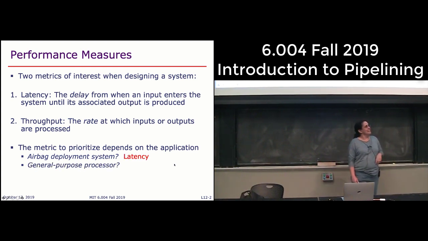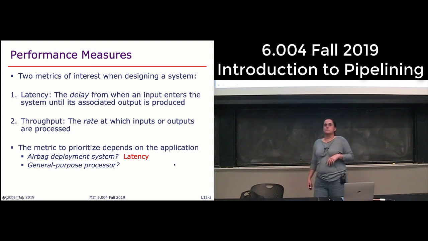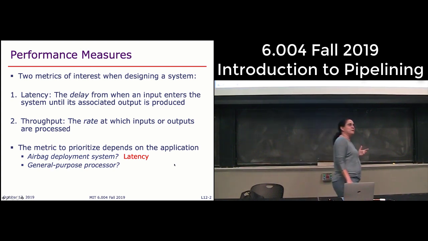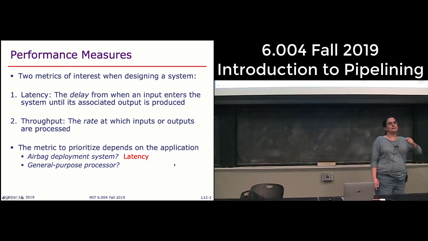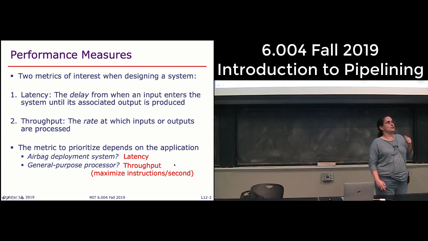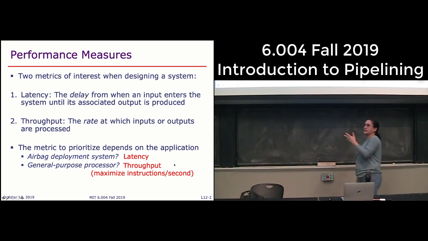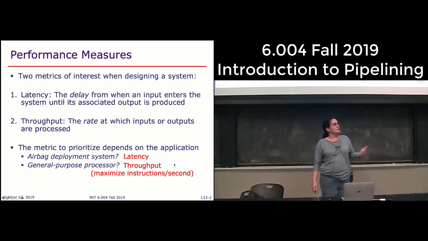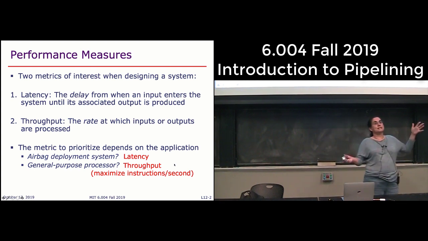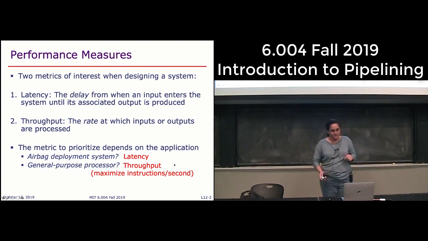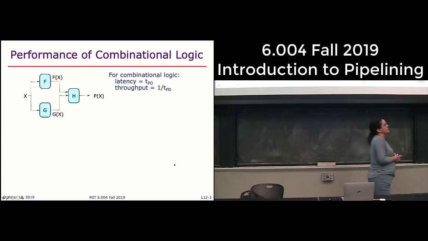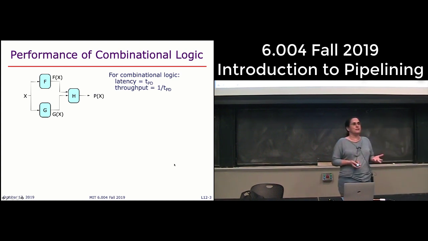On the other hand, if I'm talking about a general purpose processor, then I might be willing to give a little bit in terms of how long a particular instruction takes if, on average, my instructions are going to be able to run faster. So here, what I'm trying to maximize is the throughput, which is the maximum instructions per second, rather than just worrying about the shortest delay for every single instruction. All right, so let's start with some combinational logic and get a feeling for these metrics and how we would go about measuring them for different circuits.